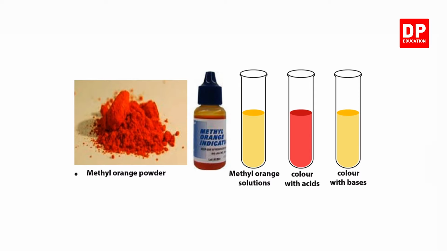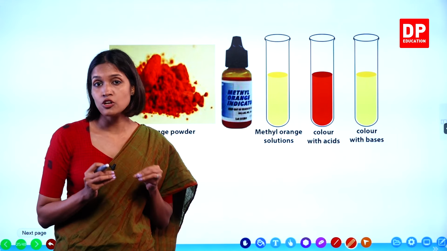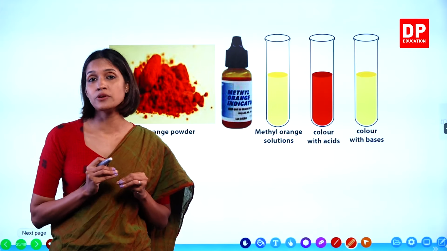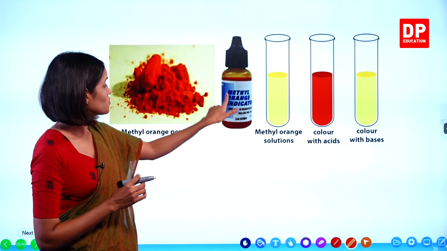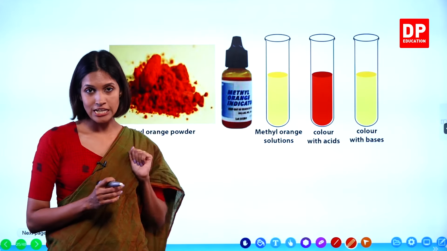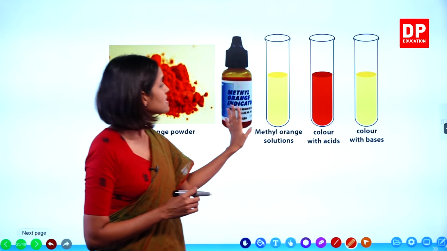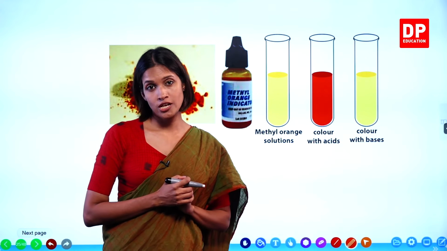We'll move to the next. Right. Methyl orange powder. I told you methyl orange powder is yellow or dark orange in color. This is the powder. And by dissolving this methyl orange powder in water, we can prepare the solution. Right? Methyl orange solution. Now in this bottle it is dark orange in color. Dark orange or yellow in color. Right? And with acids, color is red, and with bases, color is yellow.